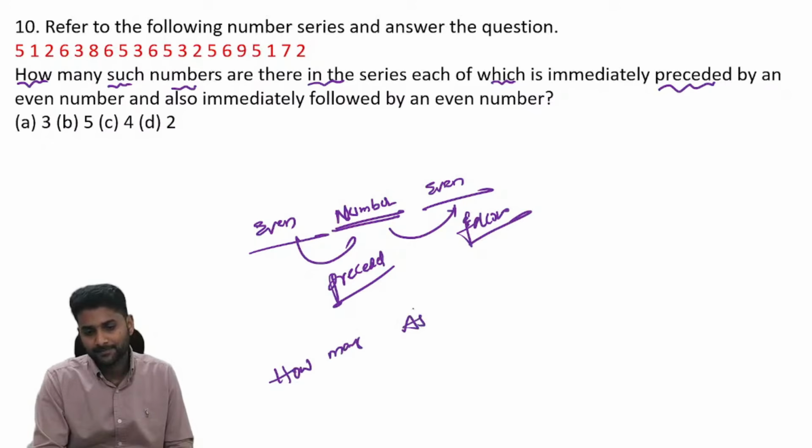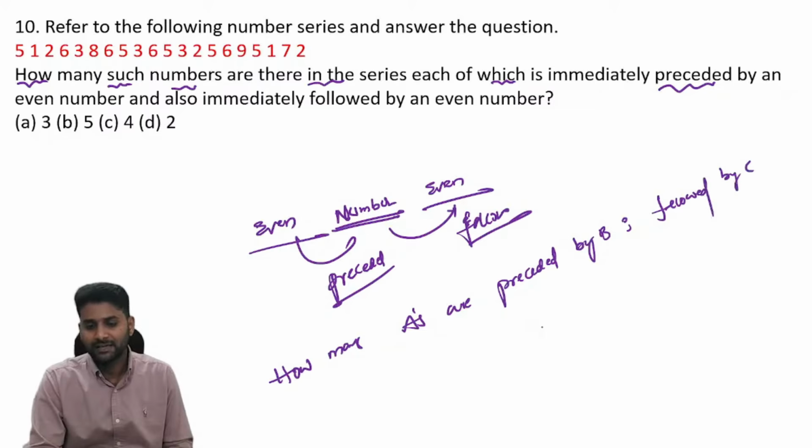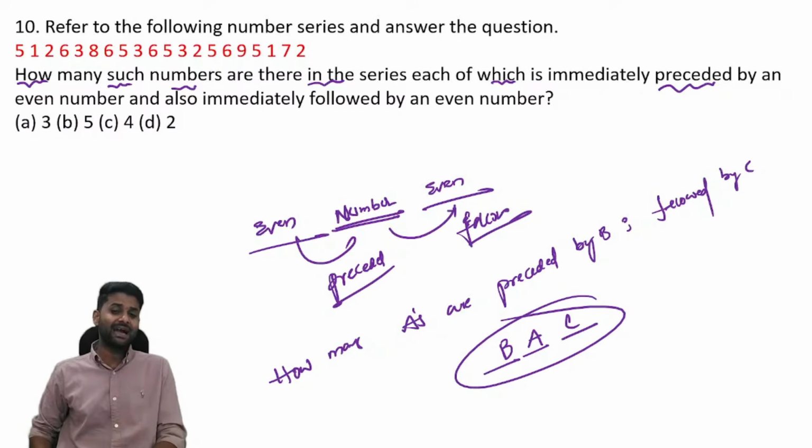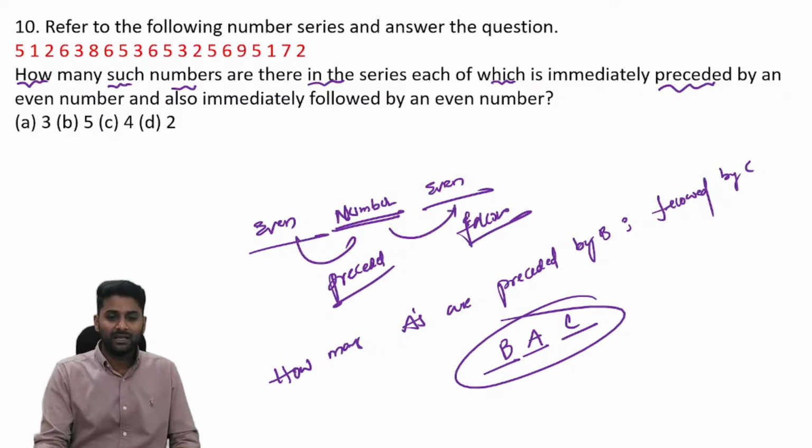Let's take that. How many A's are preceded by B, followed by C? It means we have to identify how many A's there are in the series which are preceded by B. Means A is in front of B and A is followed by C. Means you have to identify how many B, A, C are there in the sequence. Let's go through this question.